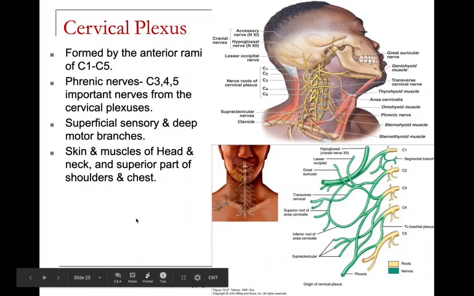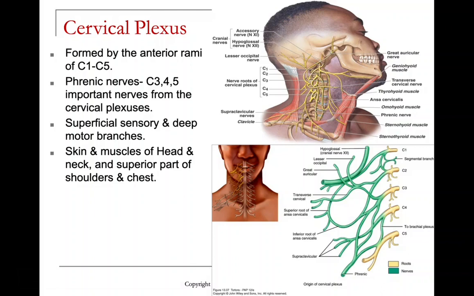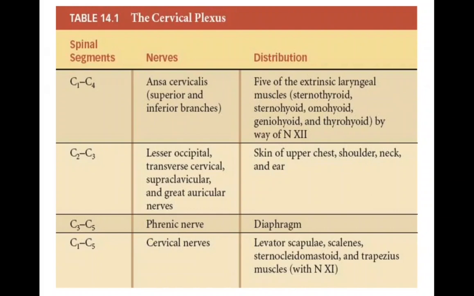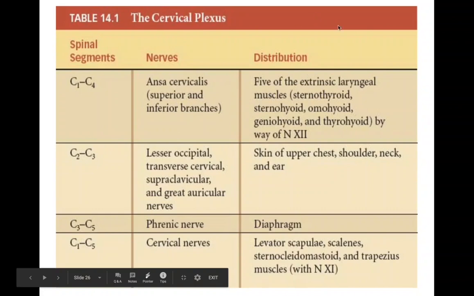So the cervical plexus is formed by the anterior rami of C1 through 5. So the phrenic nerve is going to come from C3, 4, and 5. It's an important nerve from the cervical plexus. You've got superficial sensory and deep motor branches. So the cervical plexus is going to cover the skin and muscles of the head and neck and the superior part of the shoulders and chest. So this just shows some of the nerves and which branches they come from.